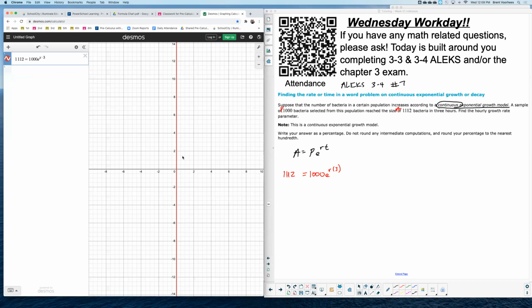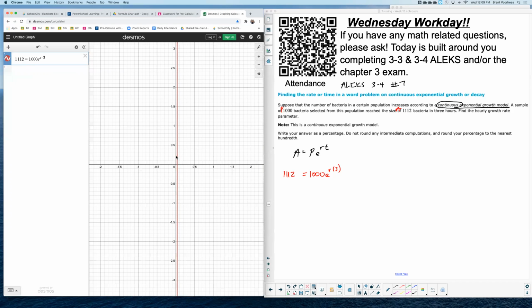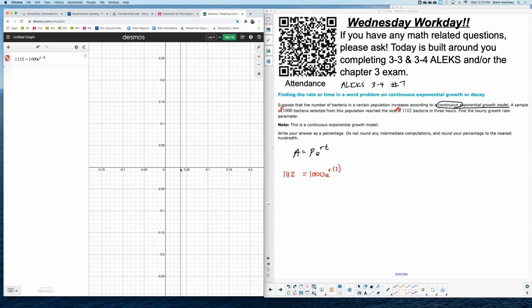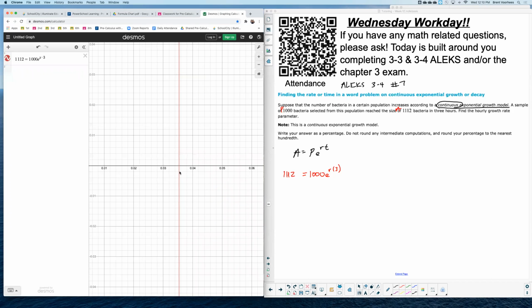Go to my home screen. The rate is going to be way down in here. I have to zoom in. It's this vertical line. Right now it's not clickable, but it looks like the rate's going to be between 3 and 4%. To make it clickable, you have to do y equals the left side of the equation, and then y equals the right side of the equation. Now, if you do this, I'm going to change these so they're not both red.